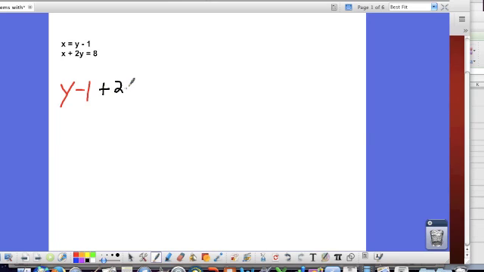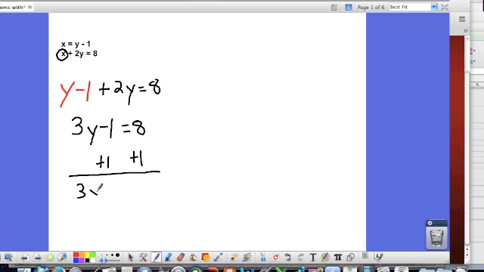Plus 2y equals 8. So what we've done is where this x is, we've taken that out and put in y minus 1 because x is also equal to y minus 1. Then we're going to combine like terms. So y plus 2y is 3y, minus 1 equals 8. Add 1 to both sides. 3y equals 9. Divide both sides by 3.